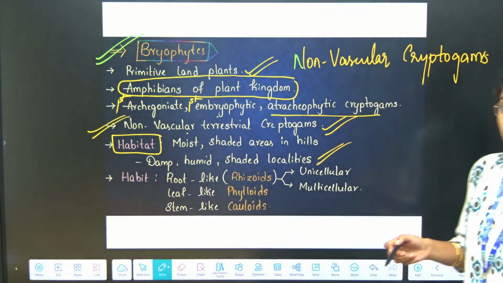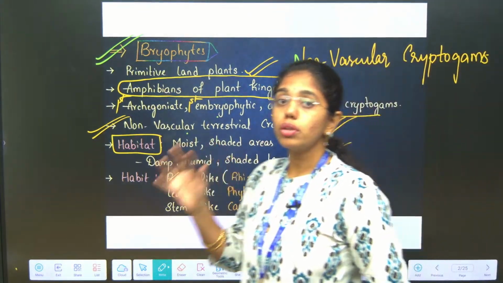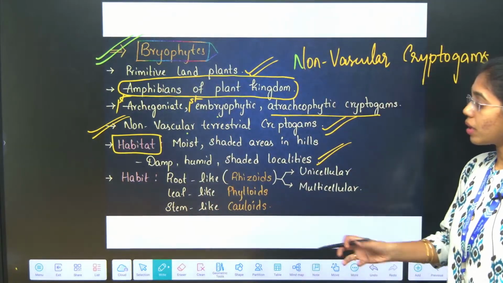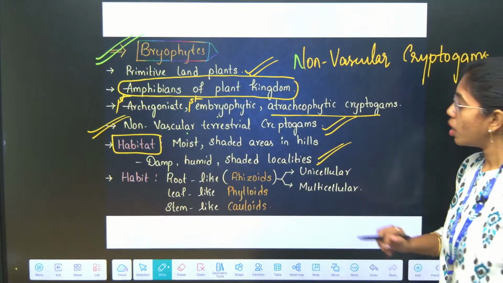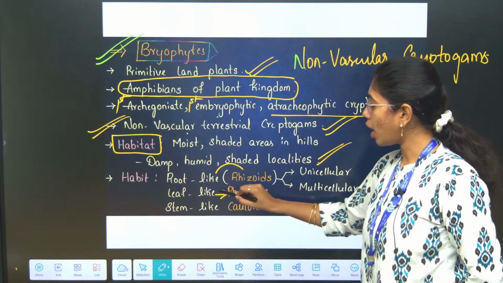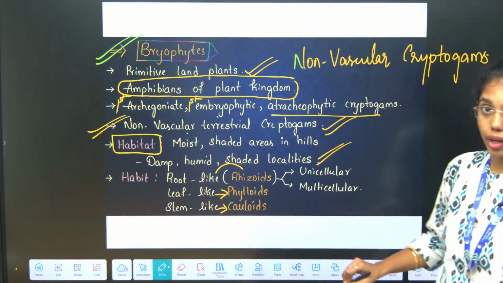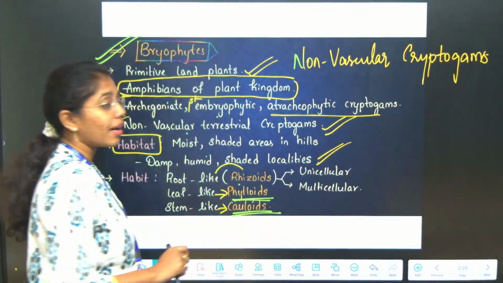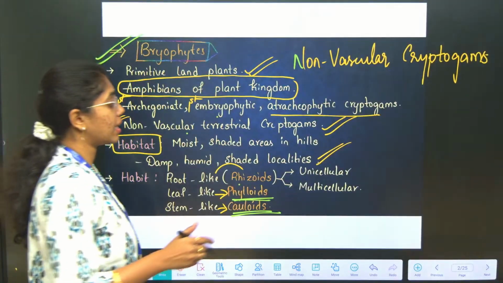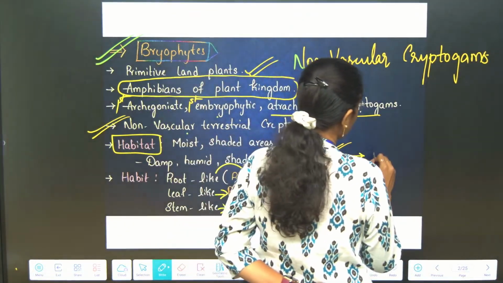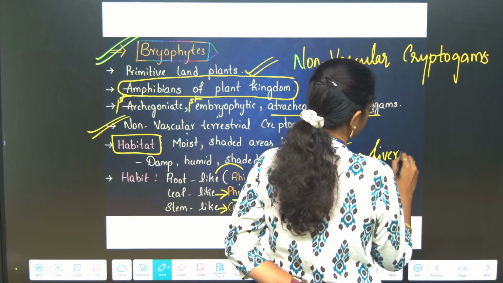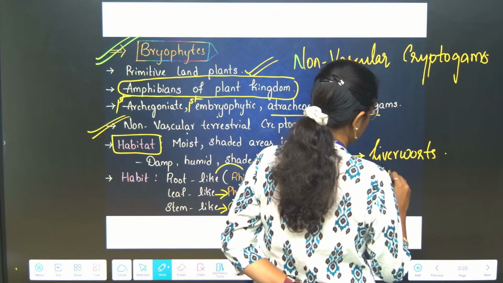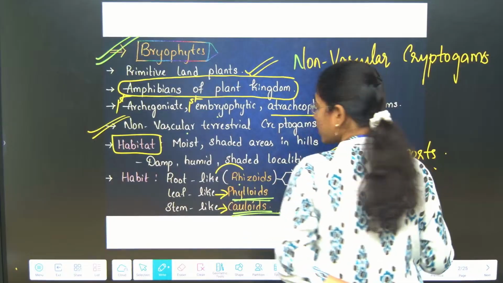If you see the habit of this, you do not find true root, leaf and stem, but you can find root like, leaf like and stem like structures. Root like rhizoids, leaf like phylloids and stem like cauloids. Rhizoids can be unicellular or multicellular. Unicellular rhizoids you can see in liverworts. Multicellular rhizoids you can see in mosses. Fine with the general characteristics.